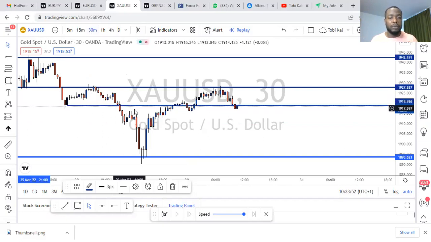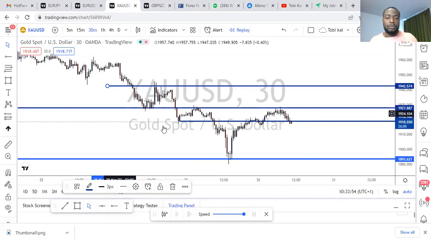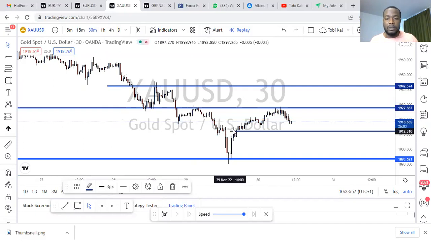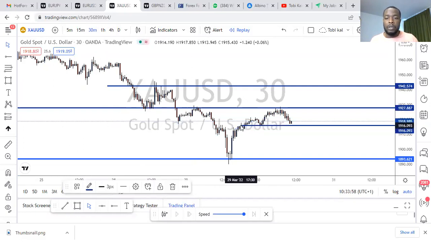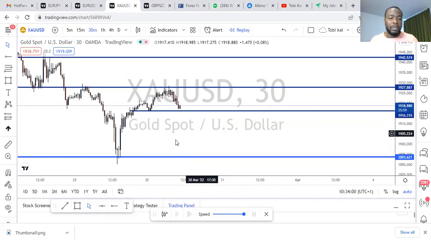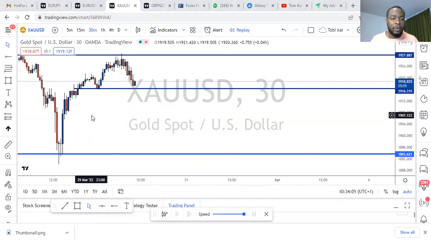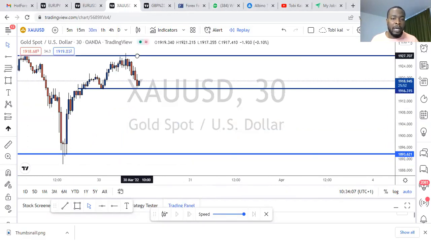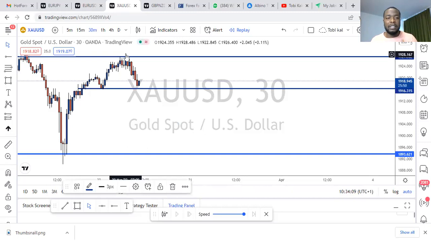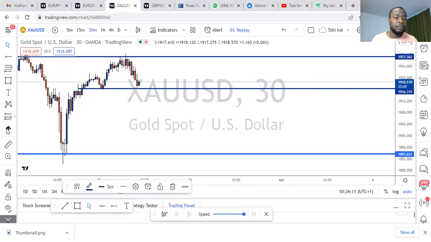So for example, this is what I mean. Look at this, for example. If you anticipated, okay, this is a resistance level on the 30 minutes time frame, and then you're taking a short trade.